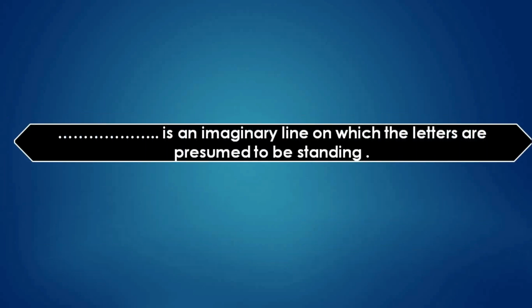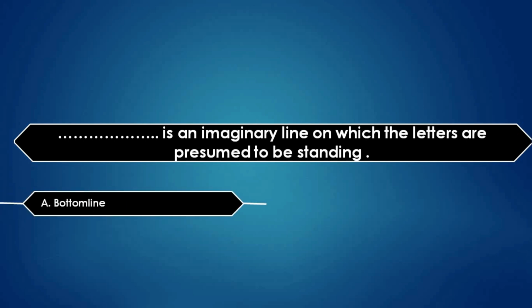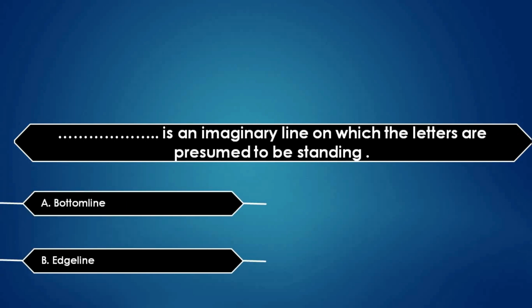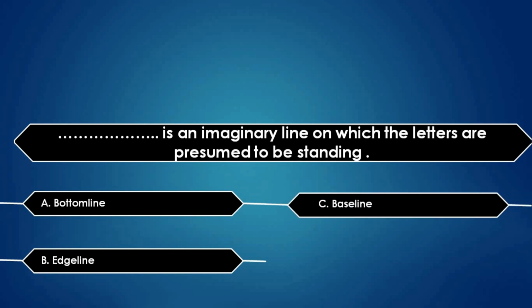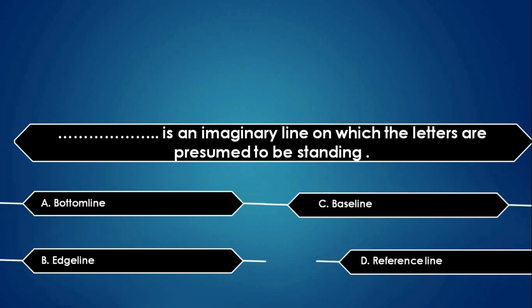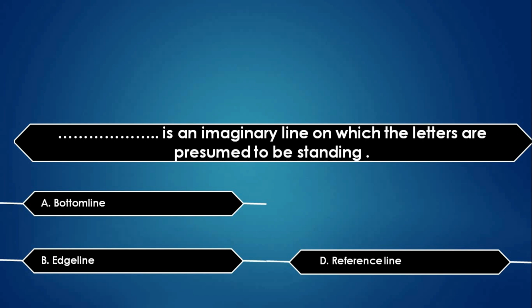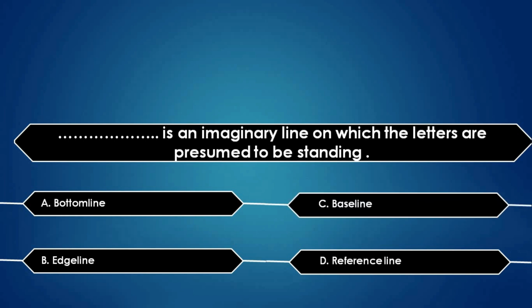The next question, dash is an imaginary line on which the letters are presumed to be standing. A. Bottom line, B. Edge line, C. Base line, D. Reference line. The right answer for this is baseline. So baseline is an imaginary line on which the letters are standing.